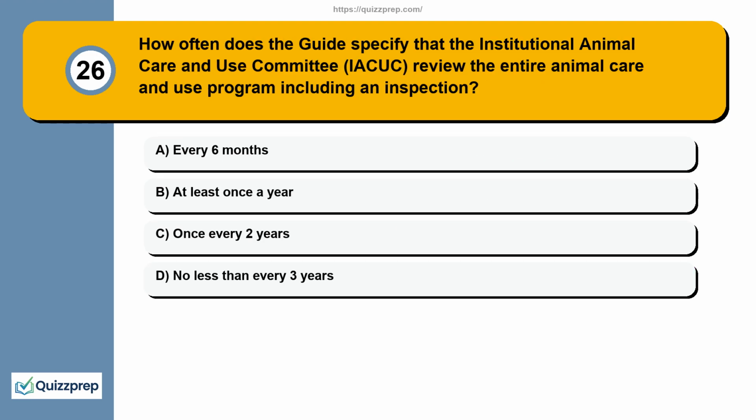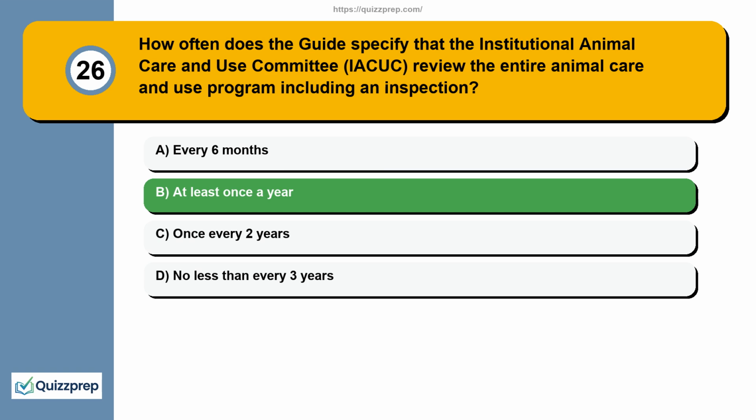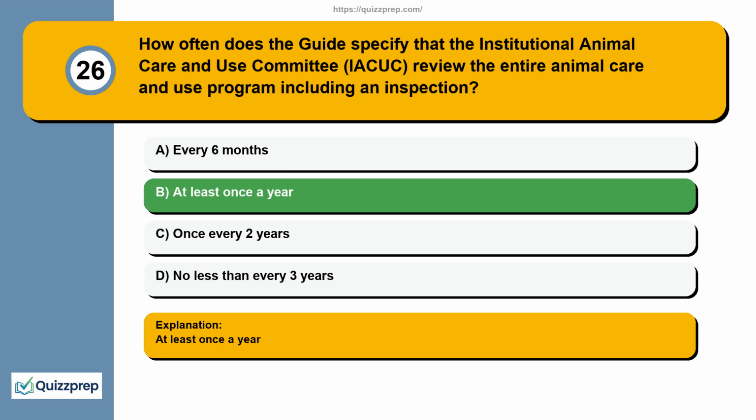Question 26. How often does the guide specify that the Institutional Animal Care and Use Committee, IACUC, review the entire animal care and use program including an inspection? Option A. Every 6 months. Option B. At least once a year. Option C. Once every 2 years. Option D. No less than every 3 years. The correct answer is option B. At least once a year.